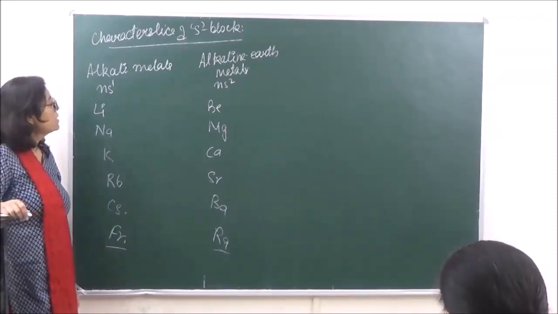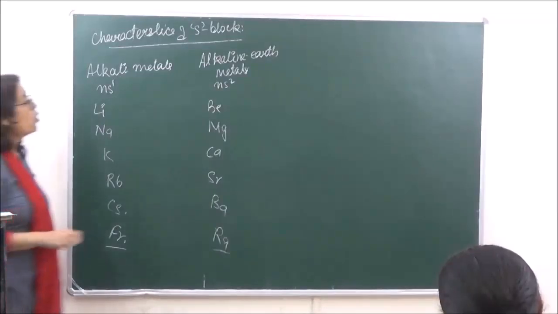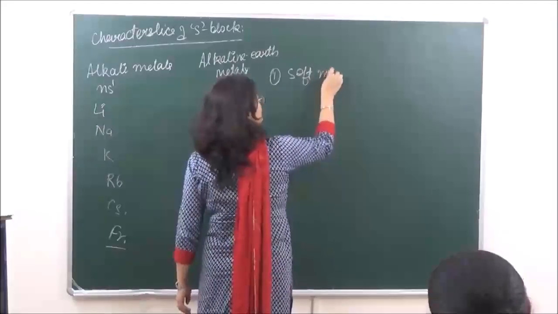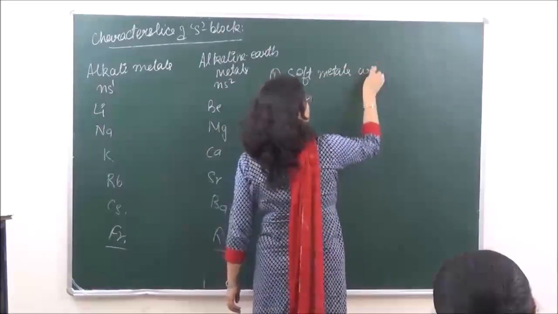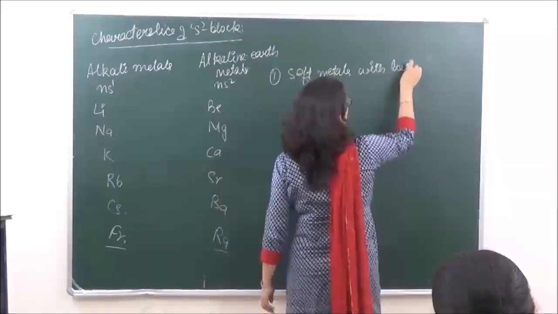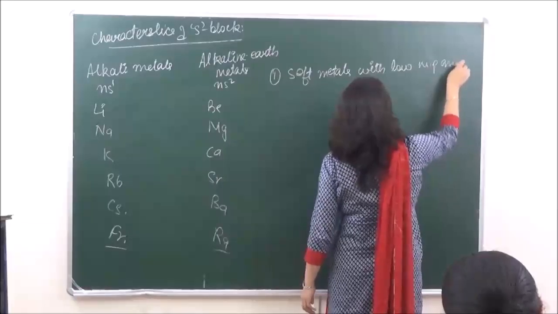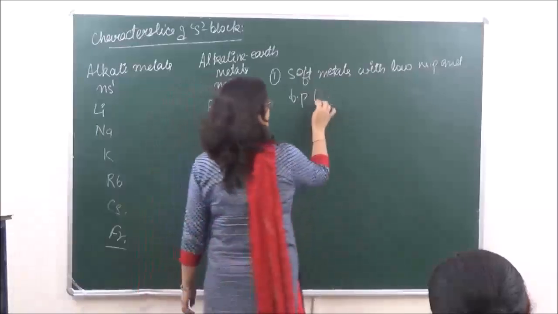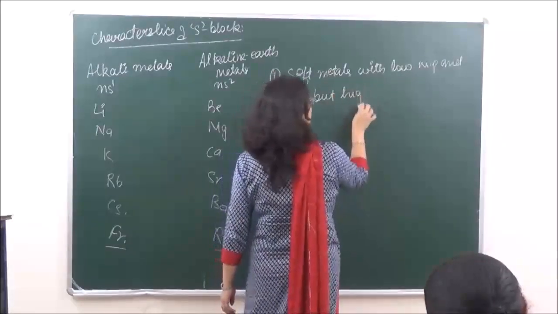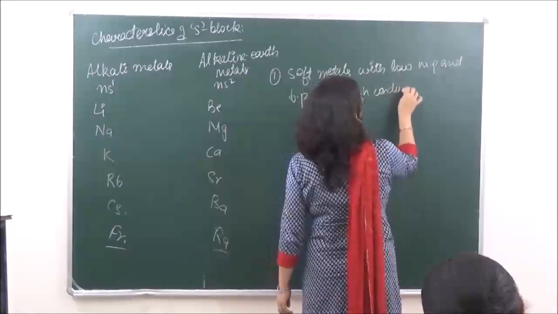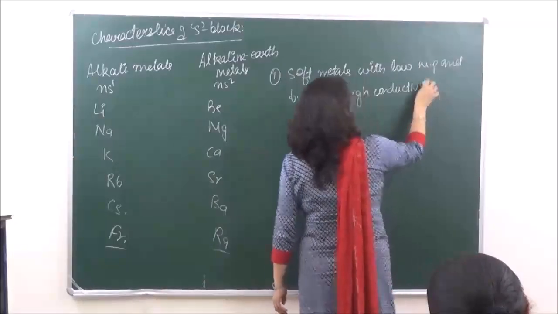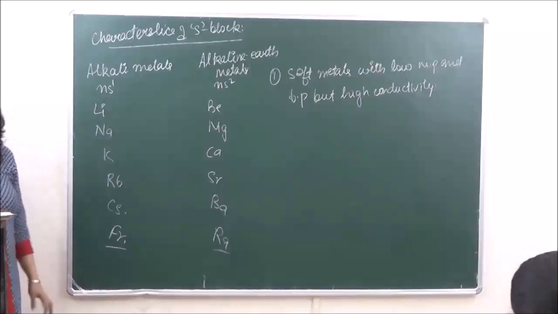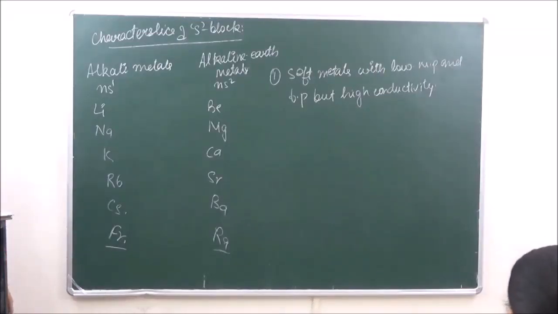Okay, so when we are talking of the alkali metals and alkaline metals, both these metals, they are soft metals with low melting and boiling points, but high conductivity. They are good conductors of heat and electricity. Right? So this is how we are going to differentiate them from the rest of the metals, that they are soft metals and they have low melting and boiling points.